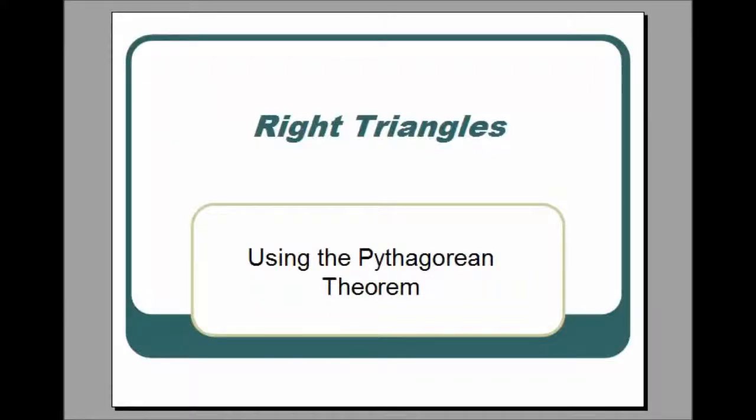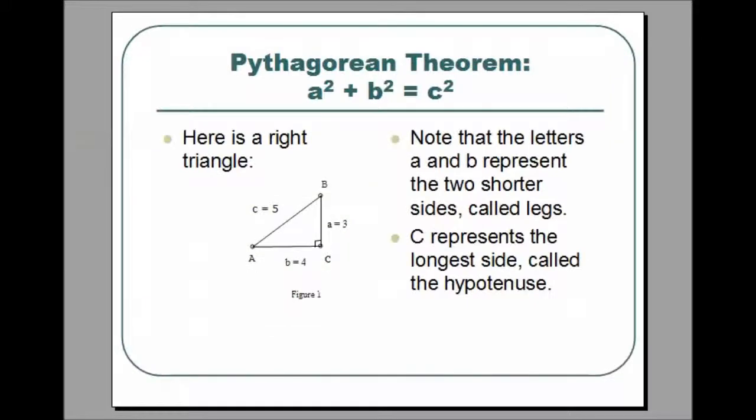This section is on right triangles, and more specifically how to use the Pythagorean theorem when you have right triangles. The Pythagorean theorem is a squared plus b squared equals c squared.